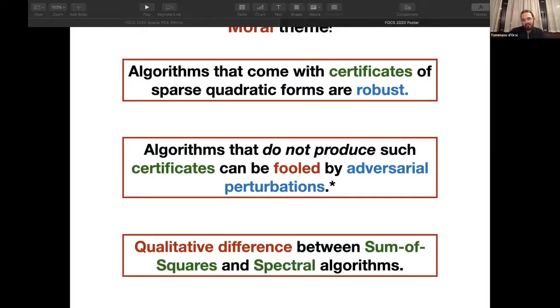This is something that has been observed already in other works, maybe not in this explicit version, but still we have seen these things multiple times, also in this conference. So this provides some difference between sum of squares and spectral algorithms in qualitative terms.